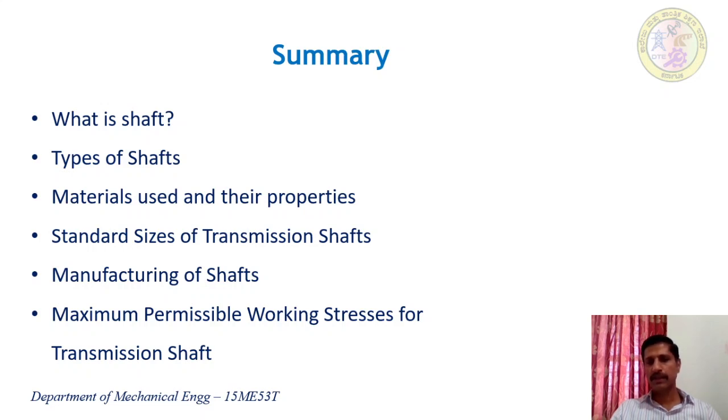So those things we have studied, and the standard available transmission shafts are also we have noticed. So it is available in your design data handbook also. You have to know where it is available and all. And how we can manufacture the shaft. I have explained how the cold rolling and hot rolling process are used to manufacture a shaft. And at the end of this session, I have explained what is the allowable stresses or the maximum permissible stresses for the transmission shaft. Thank you.